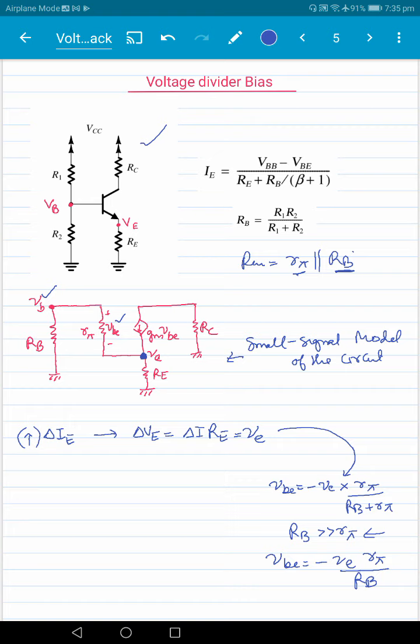And so that's the change here, VB is minus VB. And from here, we'll get a change in the collector current. So there will be a change in collector current IC, or change IC will be equal to GM times VBE, and that will be equal to GM is IC by VT, and we put VBE here. So let's put here, change will be negative.